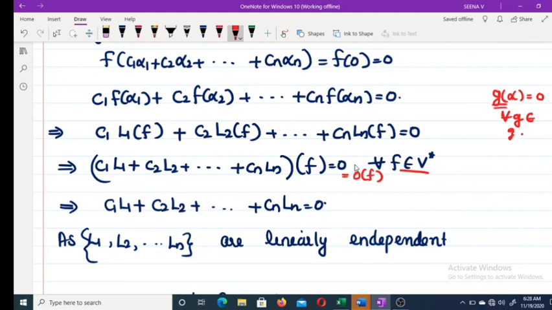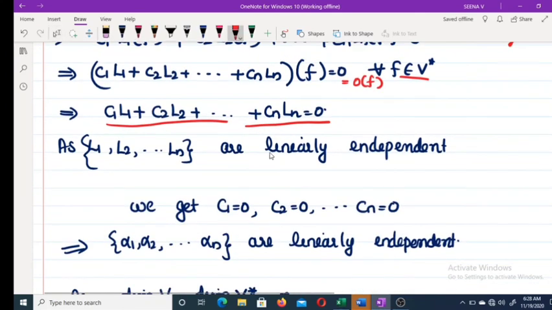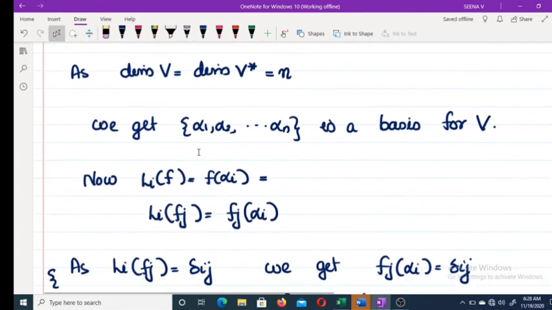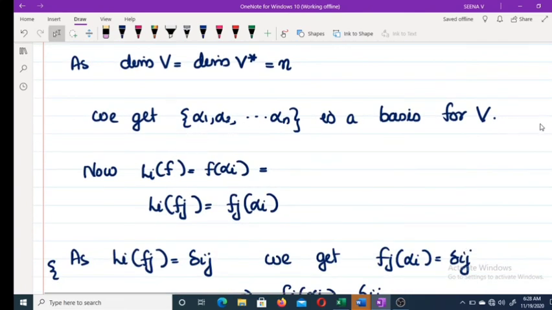Therefore, from here we get c1 L1 plus c2 L2 plus ... plus cn Ln equal to 0. But L1, L2, ..., Ln are linearly independent. Therefore, this implies c1 equal to 0, c2 equal to 0, ..., cn equal to 0. This implies that α1, α2, ..., αn are linearly independent. Okay, therefore this forms a basis for V.